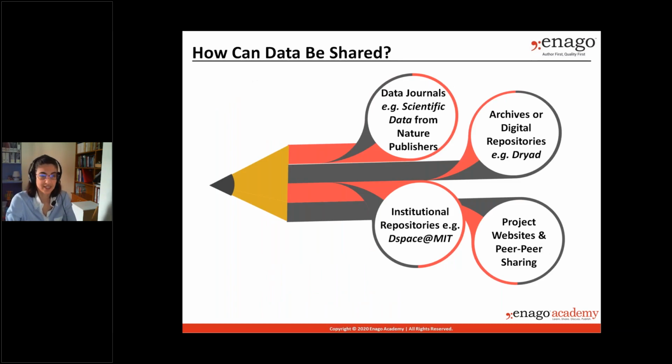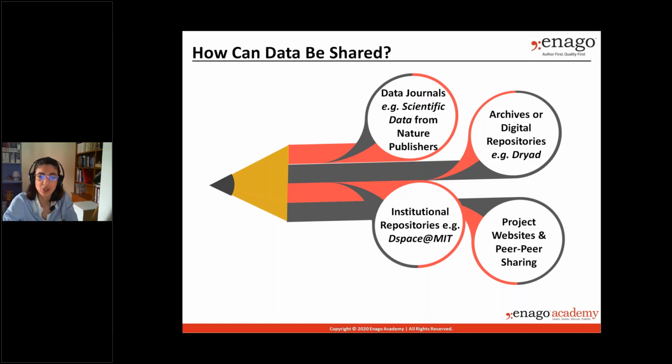How can we share data though? This incredible wealth of data that is being generated around the planet on a daily basis, and the vast majority of which does not reach publications. So there are journals that are devoted to scientific data, such as the journal called Scientific Data from Nature Publishers, where they publish data per se.